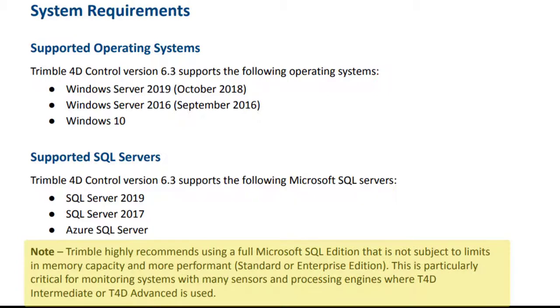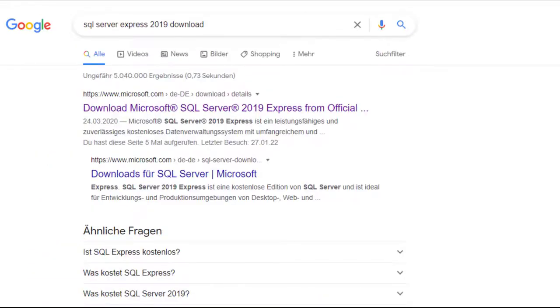Trimble highly recommends using a full Microsoft SQL Server edition that is not subject to limits in memory capacity and more performant, standard or enterprise edition. This is particularly critical for monitoring systems with many sensors and processing engines where T4D Intermediate or T4D Advanced is used. In this video, I'll show you the download and installation of SQL Server 2019 Express, so I just Google it and go to the home page to download it.